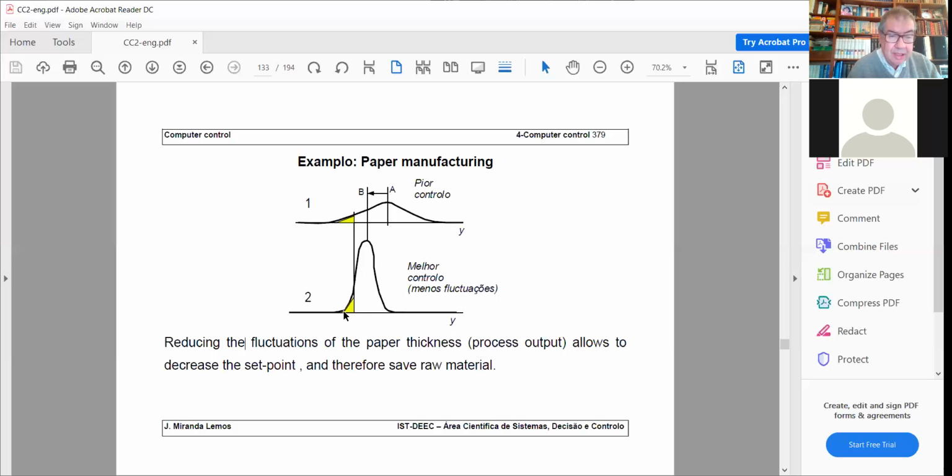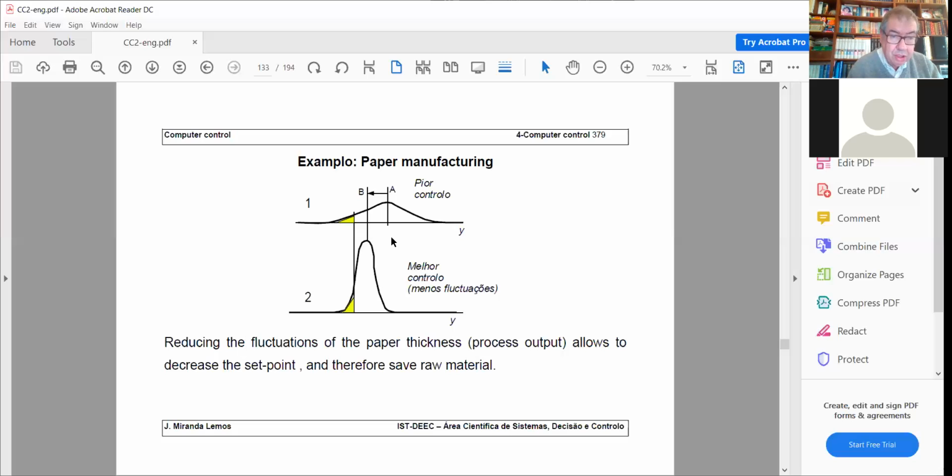And still the yellow part is 10%. But now, since you are concentrated at a lower value, okay, in Portuguese we have a slang expression, which is "o coeficiente de cagaço é melhor," okay? So you can reduce your set point, because you are confident that the fluctuations are smaller, so you will be respecting your contract and ensure that only 10% are out of order, and you are saving a lot of raw material, okay?